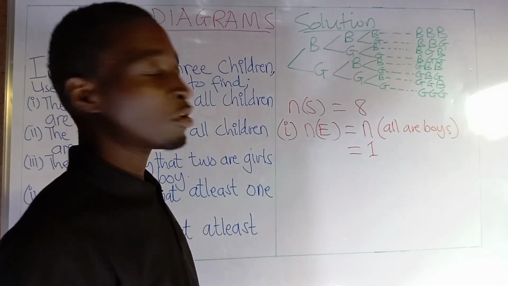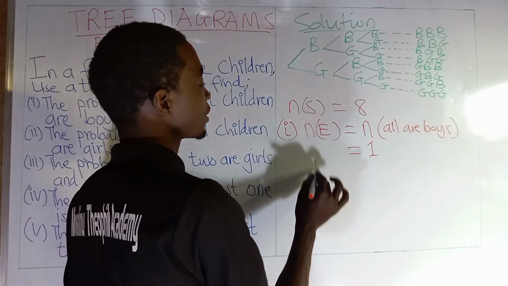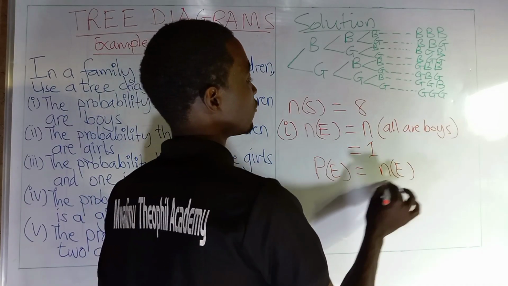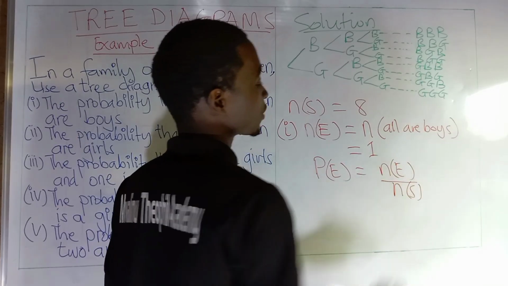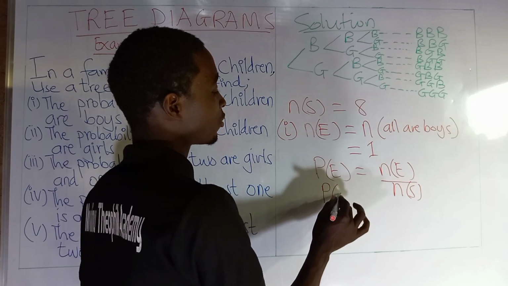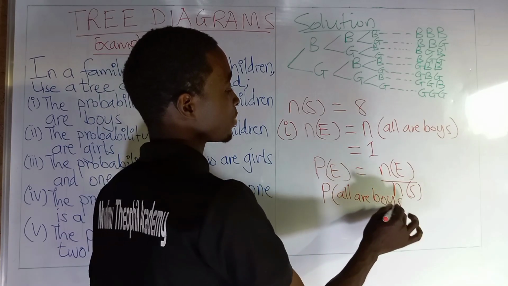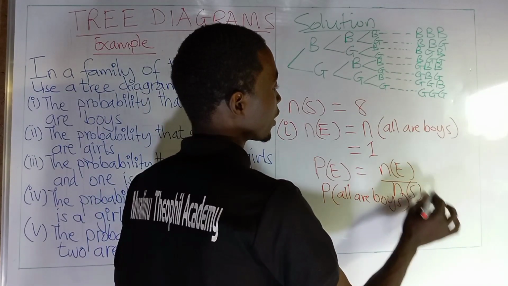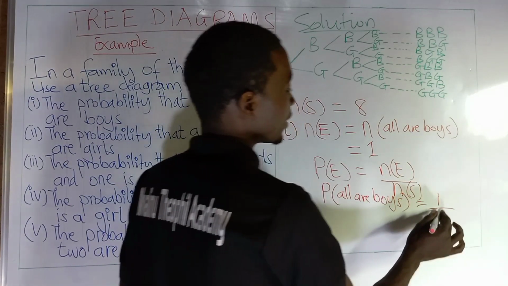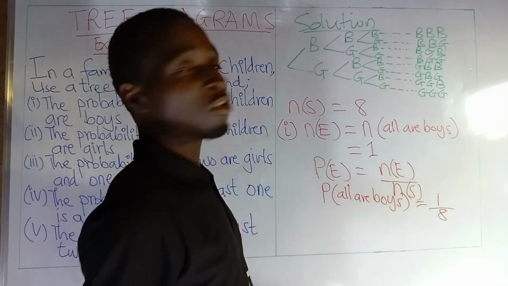So, what is the probability of getting all 3 children boys? We say that the probability of an event is equal to the number of events over the number of sample space. So here the probability of getting all children being boys will be equal to the number of events, which is 1, over the number of sample space, which is 8. So it is 1 over 8.